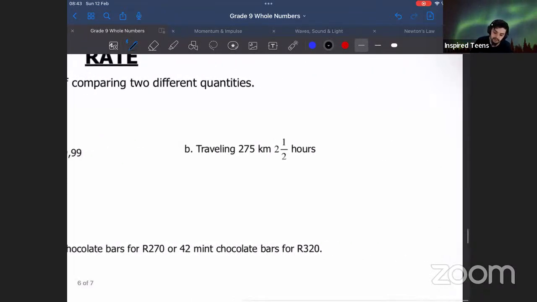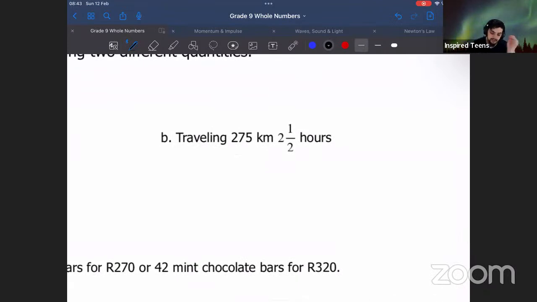Okay, let's look at this. If you are traveling, express this as a rate. Remember, they want us to express this as a rate. If you are traveling 275 kilometers in 2.5 hours, here we could represent how many kilometers we are actually traveling in 1 hour. So since it's 2.5 hours.